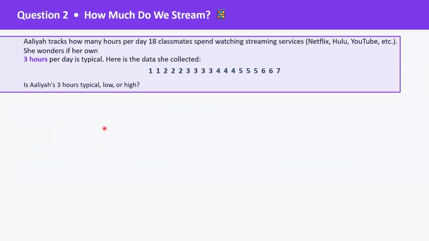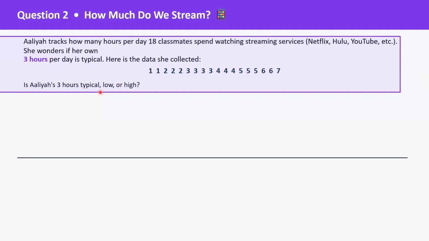Now let's look at a situation many of you can relate to. Alia watches about 3 hours of streaming per day and she wants to know, is that typical? Let's create the dot plot together. Then we will make decisions by reading the dot plot together.